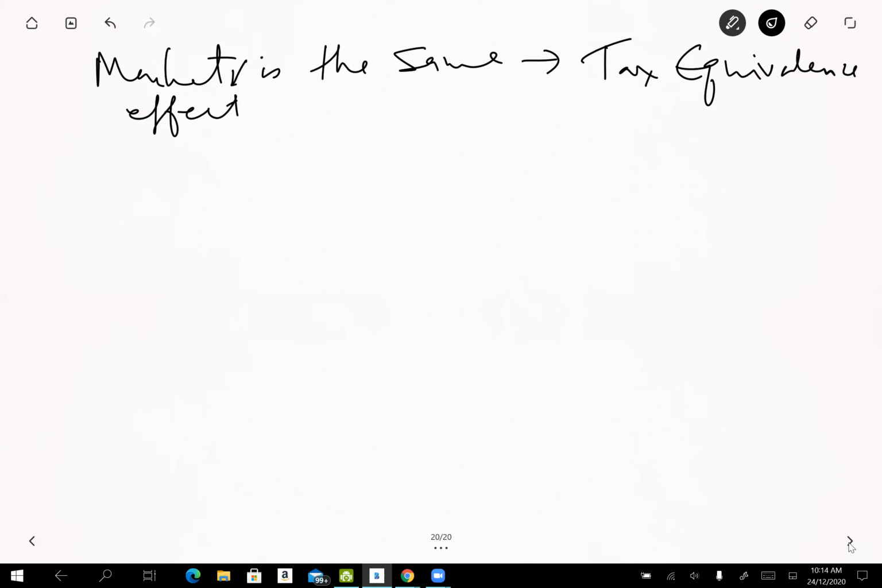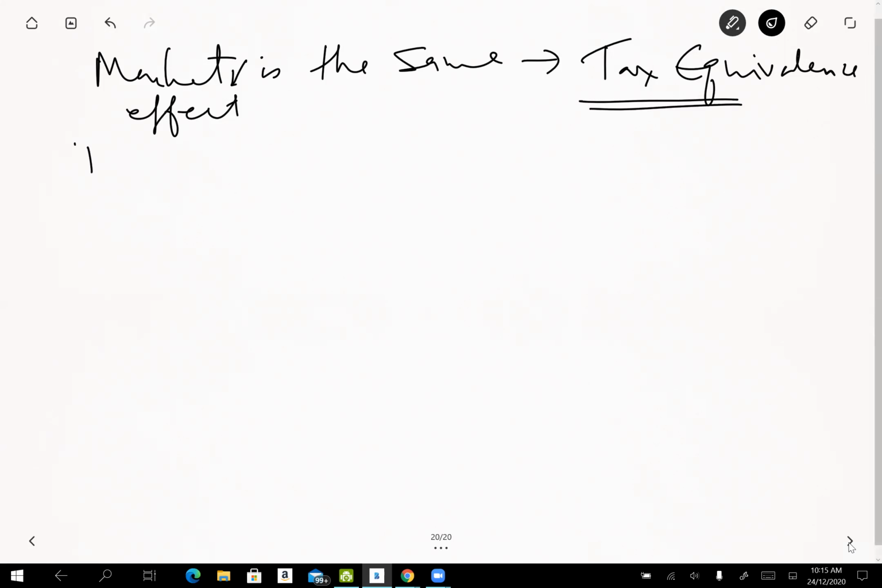Now, what does it mean? It means that the effect on the market will be the same. The price will decrease. The quantity exchanged will be lower, and then the excess burden will be the same. So let's look at the tax equivalence.